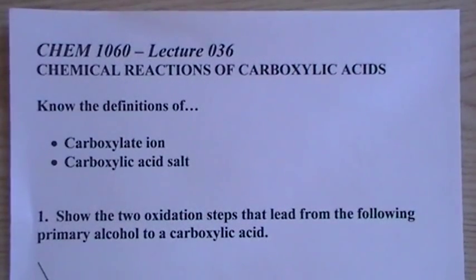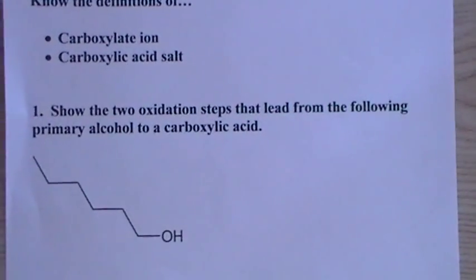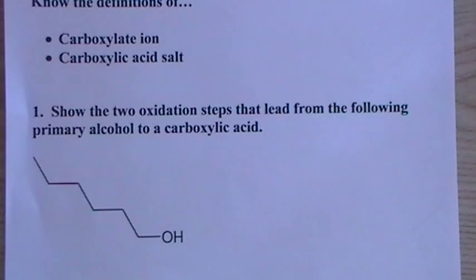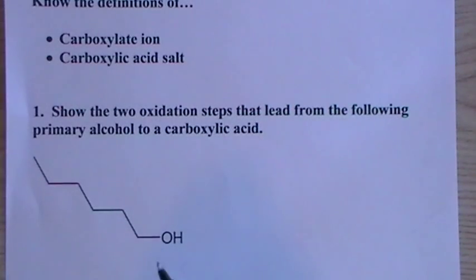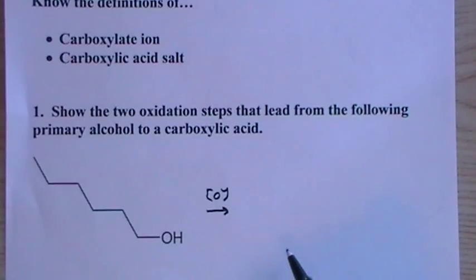Alright, chemical reactions of carboxylic acids. So the first thing is to show how to make a carboxylic acid. You can only do that with a primary alcohol because it has to be on the end. I'm going to say that we have an oxidation.